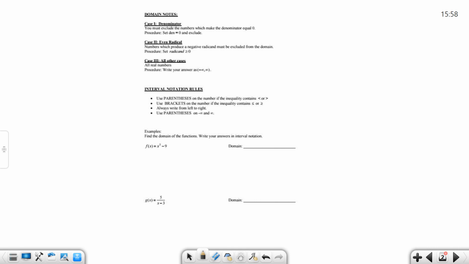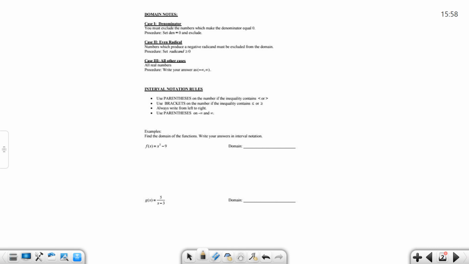I also put your interval notation rules on the sheet just in case you haven't looked at those in a while. So in these examples I ask you to find the domain of the function and write your answer in interval notation. Okay, so the first problem is f of x equals x squared minus 9.